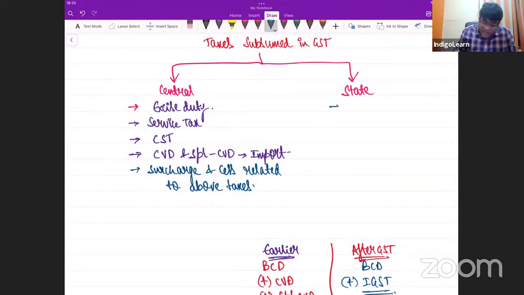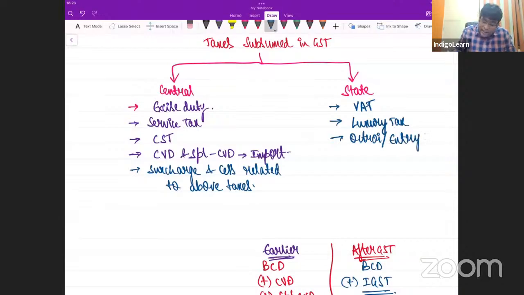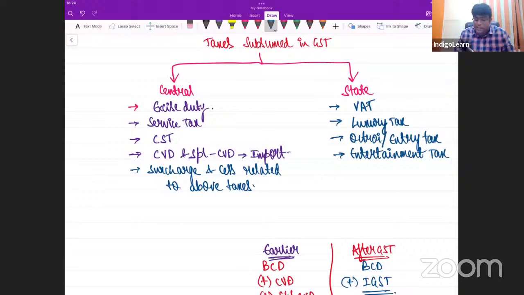And in case of state level taxes, what were there? Most popular VAT, value added tax, then luxury tax, then octroi, which was also called entry tax. Then there used to be some tax known as entertainment tax. When we used to go to pictures or movies, we were required to pay entertainment tax. Now gone, we do not have any concept of entertainment tax. What we have is only GST. That is the reason why they told the dialogue, one nation, one tax. Only one tax in India for indirect taxes.